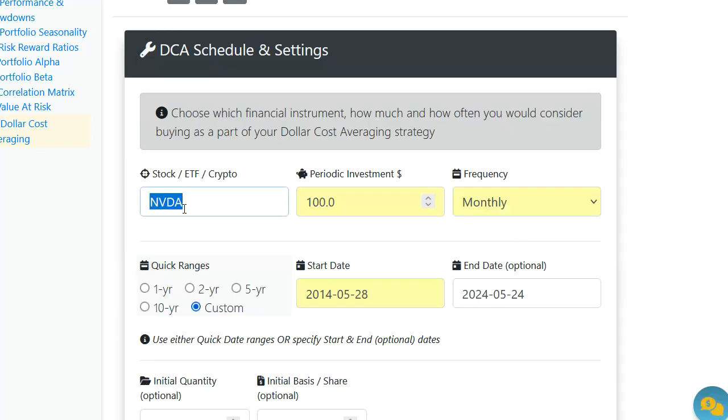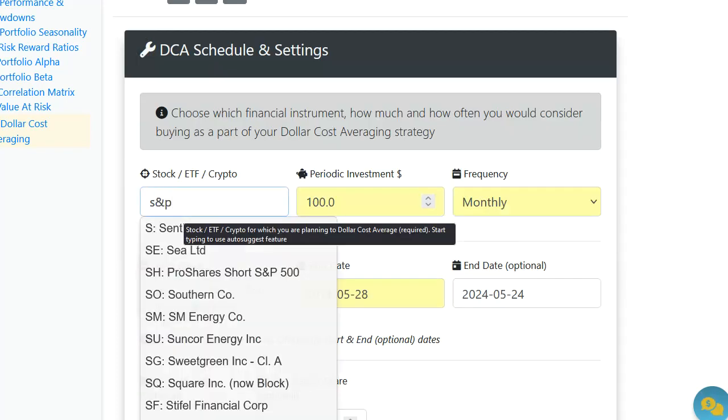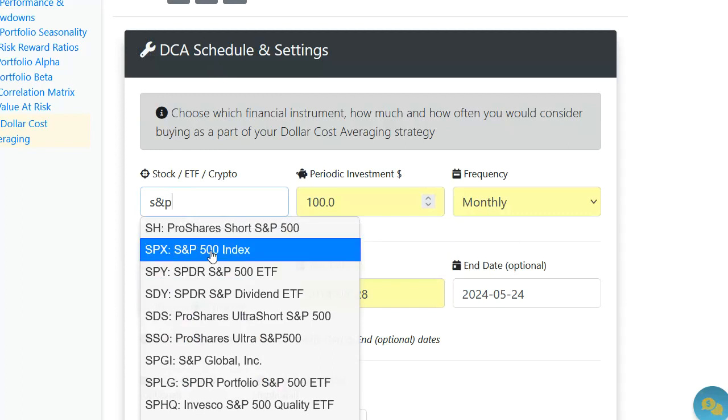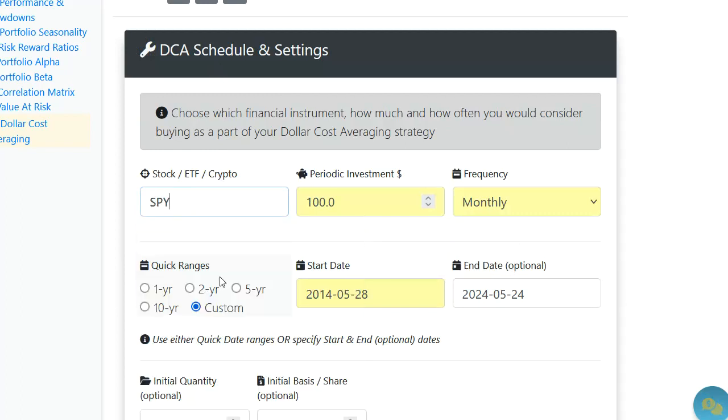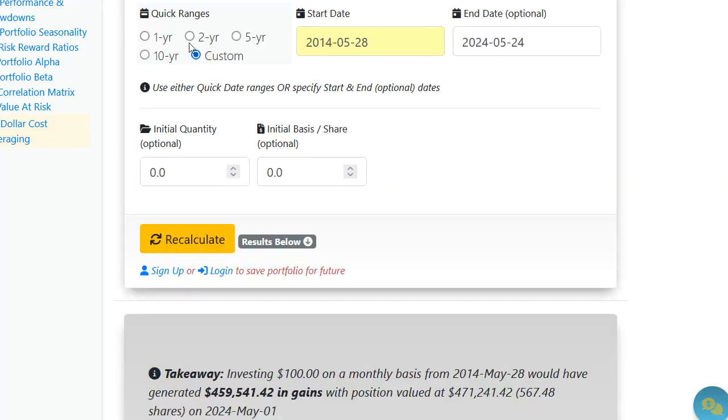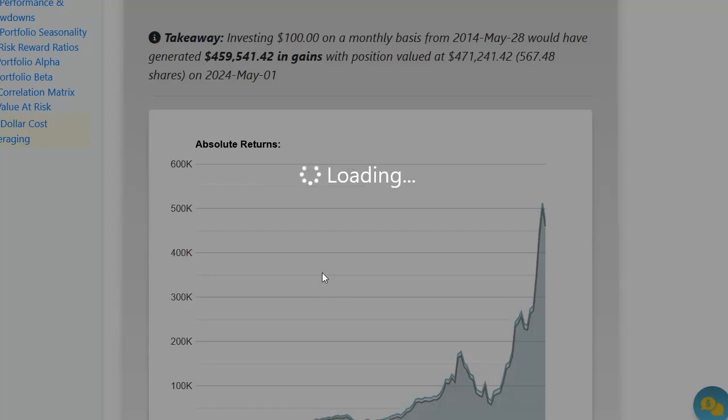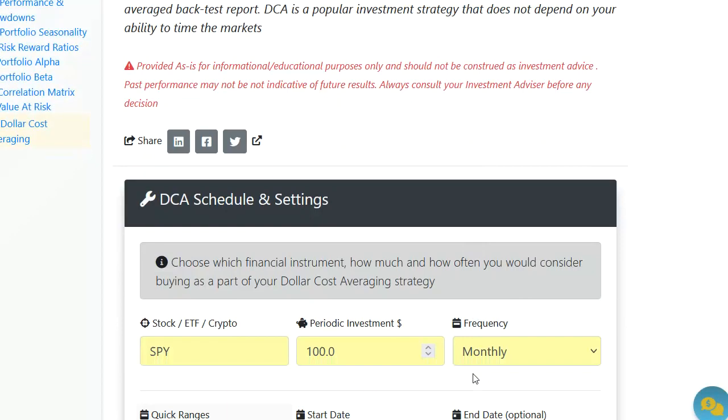So what about some more standard asset? I think we should include the S&P 500, SPY. I think this is the most well-known S&P 500. We still have the 10-year period, recalculate. Now the S&P 500 is much less volatile than these other assets we have just checked out.